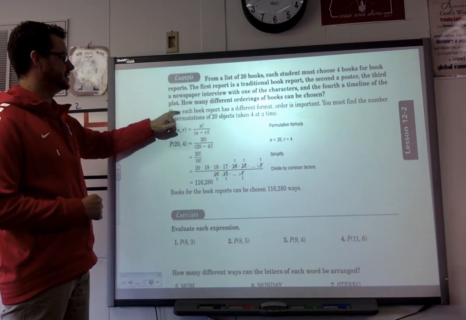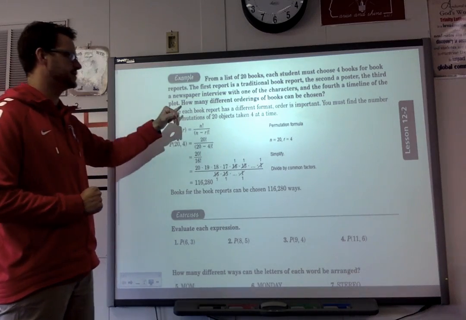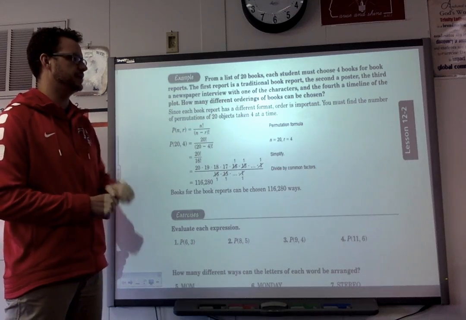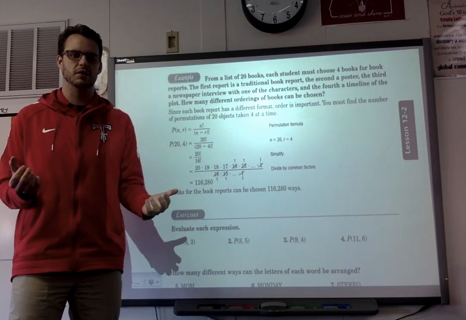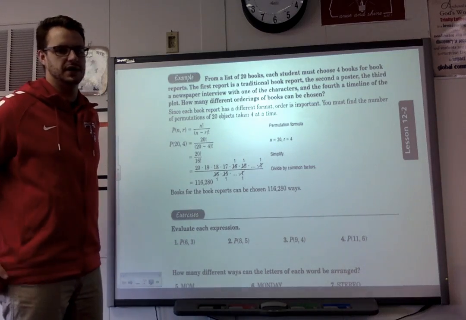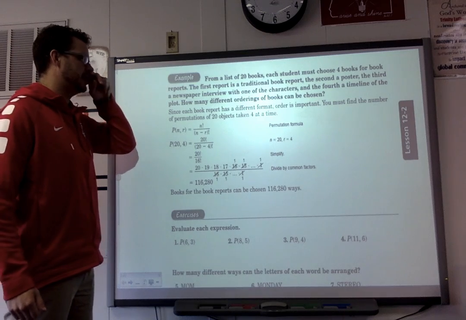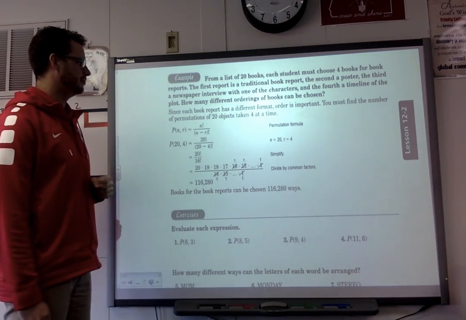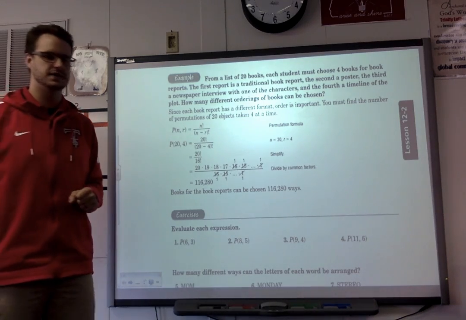So, since each book report has a different format, order is important because it tells us the first is a traditional book report, the second a poster. If they just said you have to do these 4 projects, doesn't matter what order, then that would be a combination, which we'll get into on our next slide. But since the order does matter, this is a permutation. So we must find the number of permutations of 20 objects taken 4 at a time.